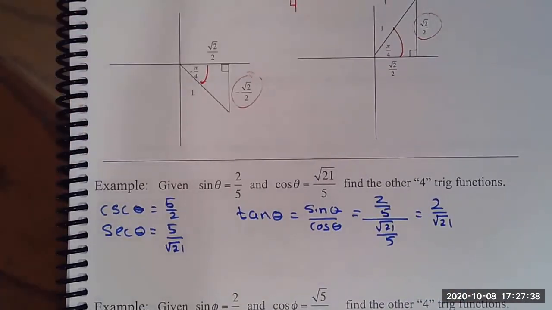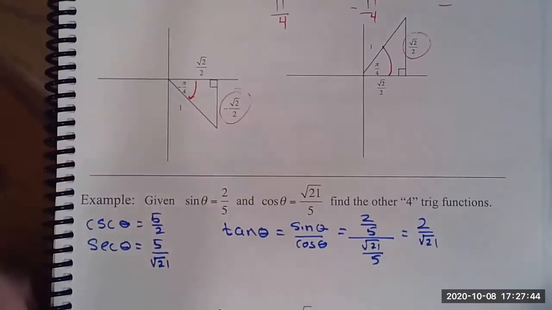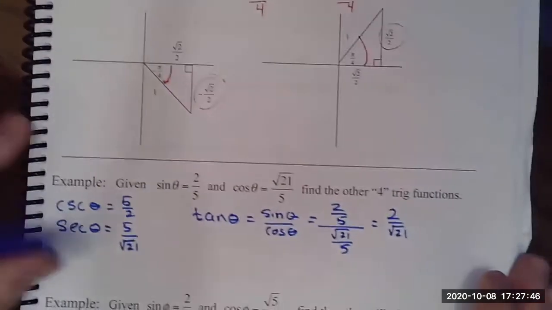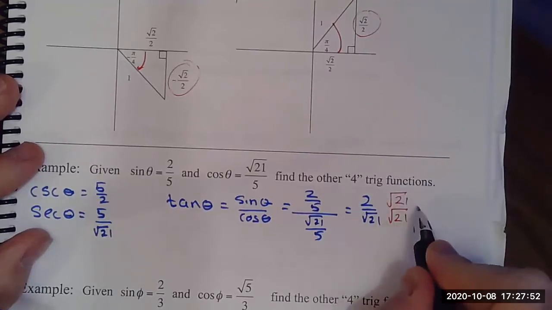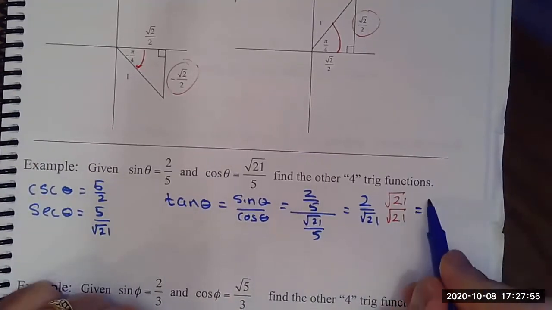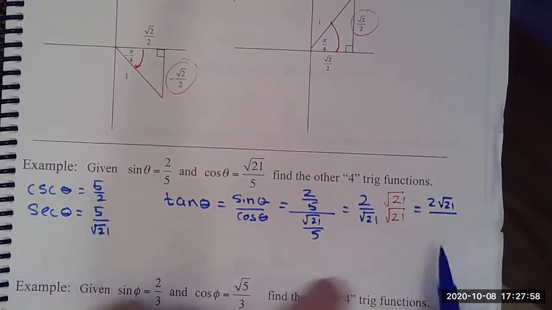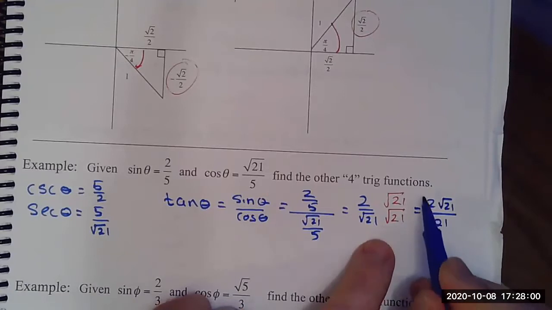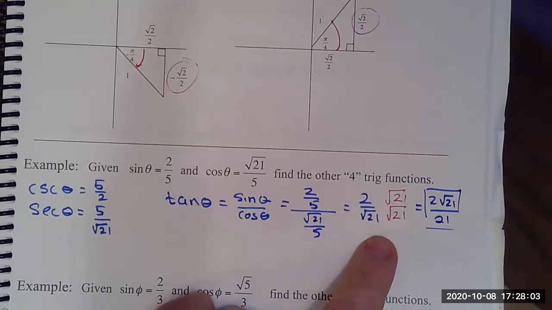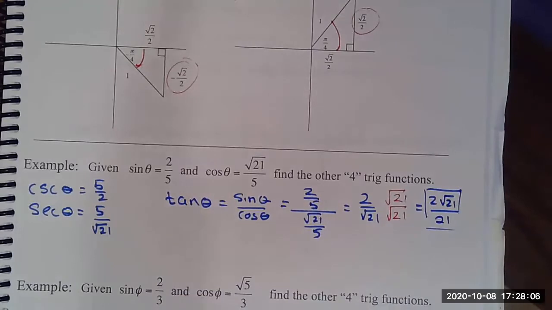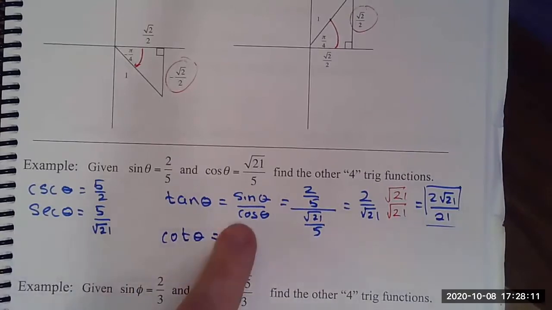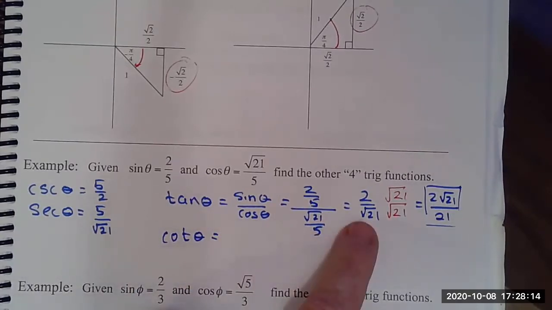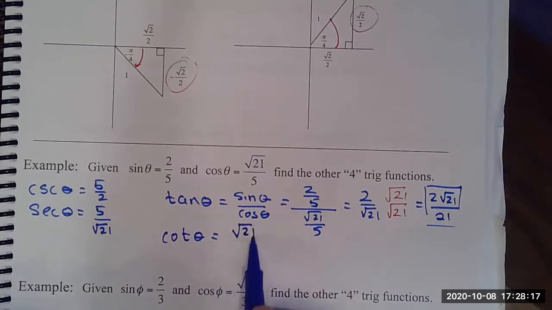Now, that is an answer. It just has a radical in the denominator. To rationalize the denominator, if in fact that's what you need to do, you multiply top and bottom by itself. And so what you'll end up with is 2 root 21 over, well, that's just plain old 21. So that's an answer with the denominator rationalized. And the other one would be cotangent, which is the reciprocal of this in blue. So root 21 over 2.